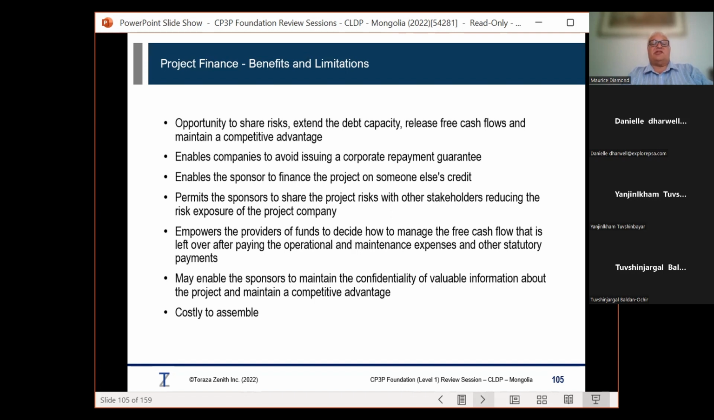It also enables the sponsor to finance the project based on the lender's credit rather than their own, and it permits the sponsors to share the project risk with other stakeholders, reducing their own risk within the project company. It empowers the providers of funds to decide how to manage the free cash flow, and it may enable the sponsors to maintain the confidentiality of valuable information about the project and maintain a competitive advantage. But remember, putting project finance together is expensive.